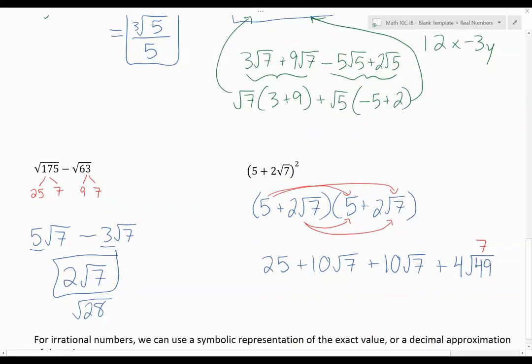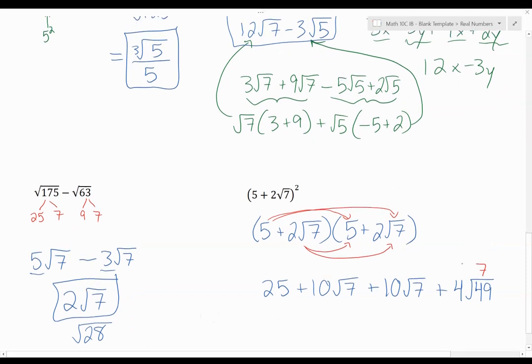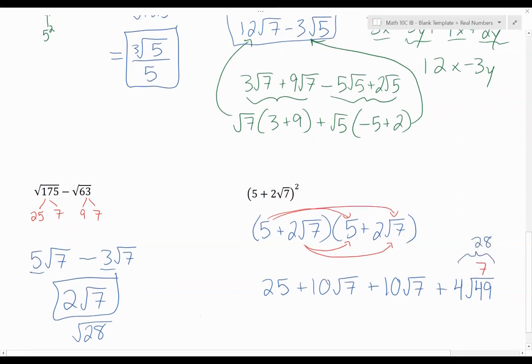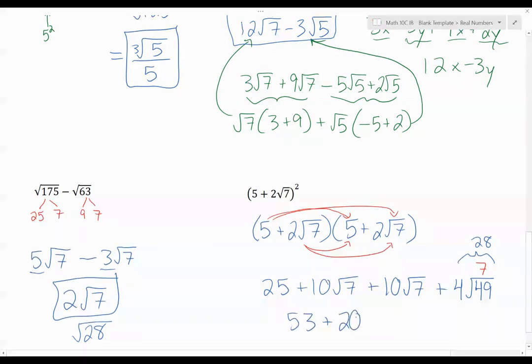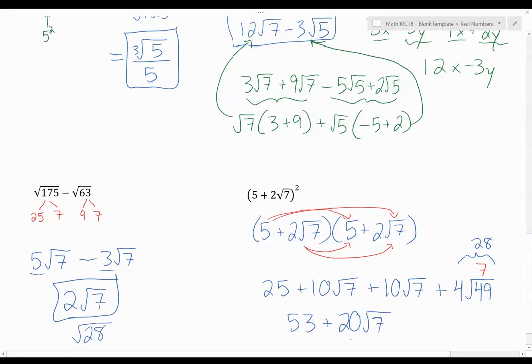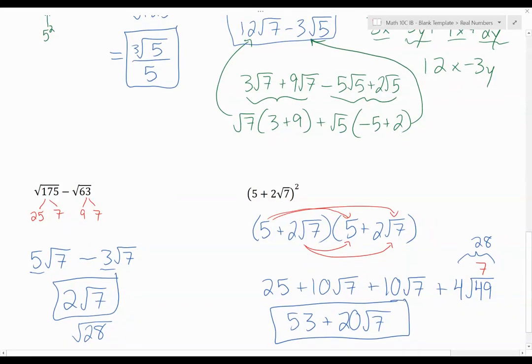So this term right here is really just 28. So I can add that 28 to the 25, and I have 53. And 10 root 7 plus 10 root 7 is 20 root 7. So this is what we get when we square 5 plus 2 root 7. We get 53 plus 20 root 7.